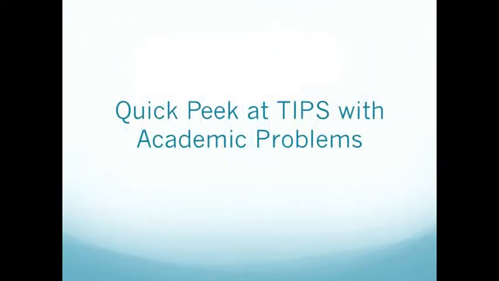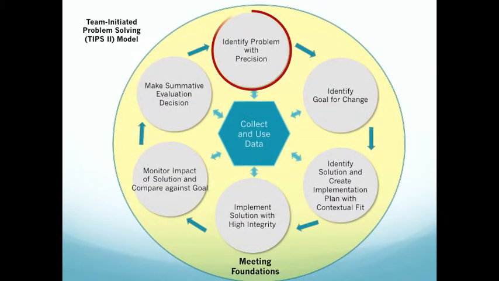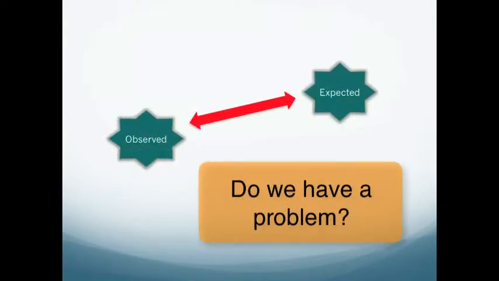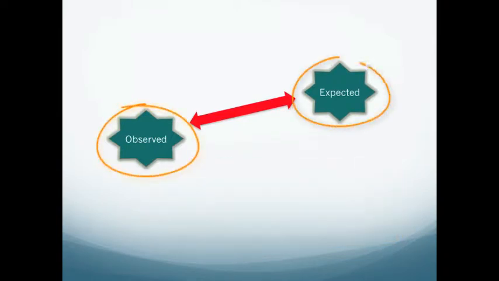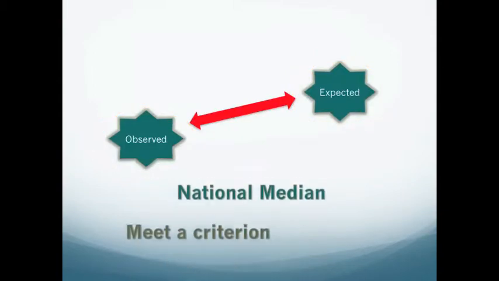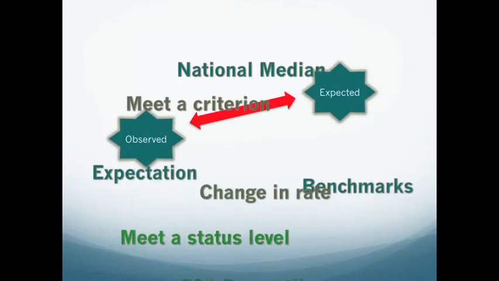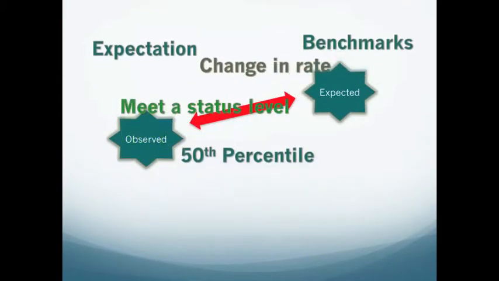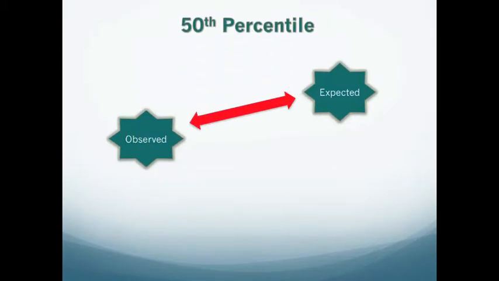So let's take a look at an academic example. Our first step, of course, is going to be problem identification and asking the question of, do we have a problem? Is there a difference between what we see and what we want to see, or observed and expected? Our expected guidelines within our data will come from different academic sources, such as national medians, expectations, or district-defined goals for students.